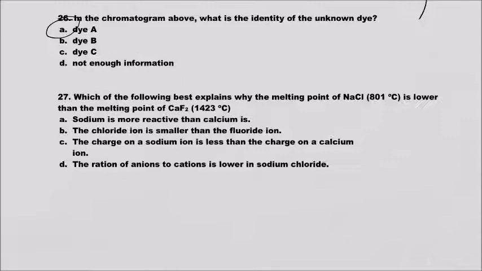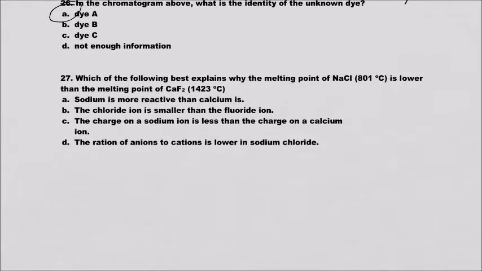27, which of the following best explains why the melting point of NaCl is lower than the melting point of calcium fluoride? Well, this goes back to Coulomb's law. The first thing we're supposed to consider for Coulomb's law are charges. So we see that Na and Cl are positive 1, negative 1. We see that calcium is positive 2, and then we've got 2 fluorides, which are each negative 1.